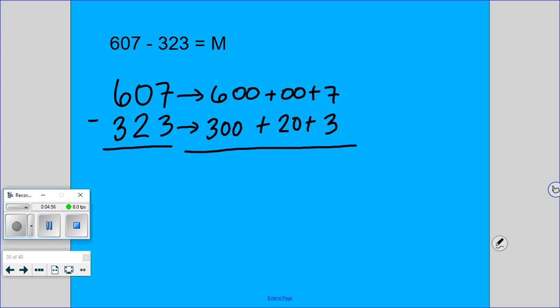7 subtract 3. Can I do that? Yes, I can. What is 7 subtract 3? 4. That worked out pretty easy peasy. 0 subtract 20. Can I do that easy peasy? No. You have $0. Give me 20. Does that work out so easy? No. What do I have to do?